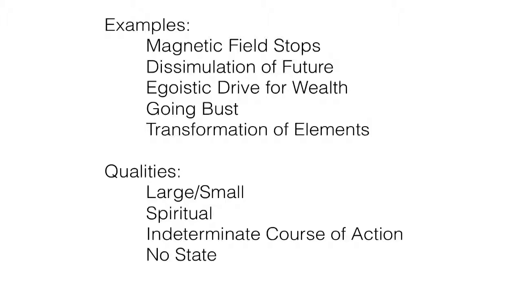For example, one scenario would be that the magnetic field of the Earth stops. One would be a complete dissimulation of the future. That is how it was called by the person doing it. It was an egoistic drive for wealth taking over. A very personal one here, for example, somebody just went bust. Or a complete transformation of elements where every element in the world was turned into something else. What you can see from these examples, and these are just 5 from 100, is that some of them are very small, some of them are very big, some of them are spiritual, some of them have a very indeterminate course of action, and very often, and this is quite different from what these state experts are doing, they don't involve the state in any important way.